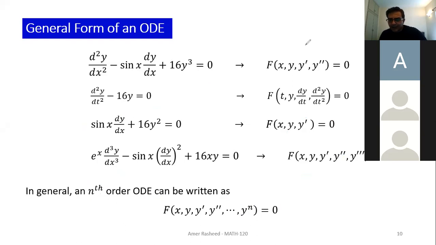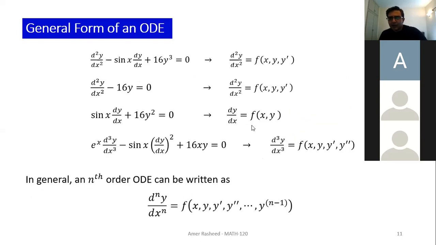In the chat there is a question: do we always have to equate to 0? Yes, it is recommended in a general form. If we have any other non-zero term here, we take it on the other side and we write the general form equal to 0. This is how we write the general form of the differential equation. On the right hand side, you must have 0 here.